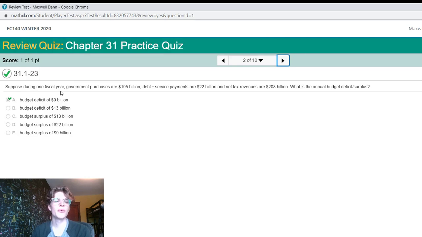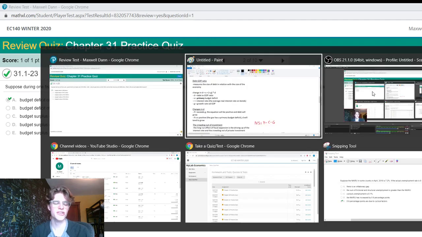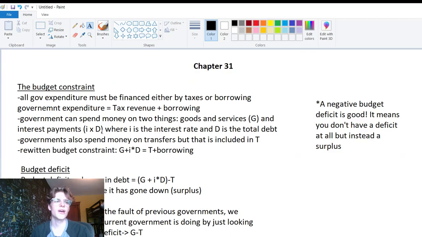Suppose during one fiscal year, government purchases are 195 billion, debt service payments are 22 billion, and net tax revenues are 208 billion. What is the annual budget deficit or surplus? So, let's go up here for a second, talking about the budget constraint. All government expenditure, everything that they spend money on, the way that they get money is either through tax revenue or from borrowing, issuing bonds. So we can write that as a little formula. We can say government expenditure is equal to the tax revenue plus borrowing.